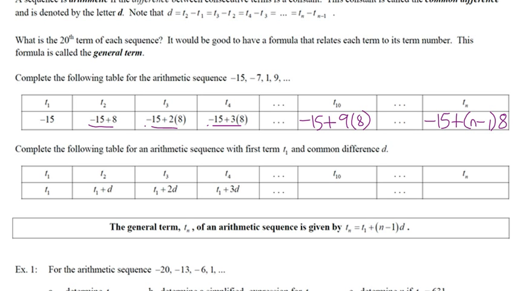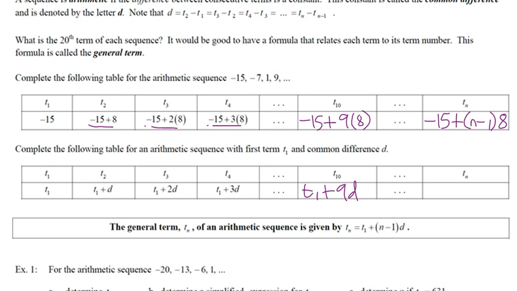Okay, let's look at a general arithmetic sequence. So we've got T1. T2 is T1 plus D. T3 is T1 plus 2D. T4 is T1 plus 3D. What's T10? T1 plus 9D. Not 90, but 9D. And they sound the same though, right?